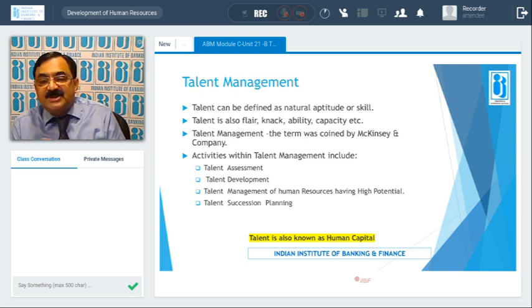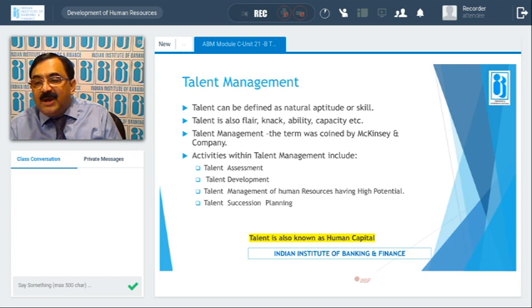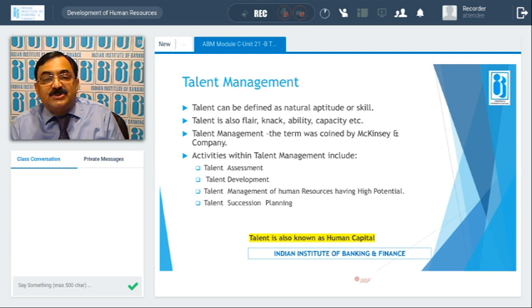So we do a differentiation here. Apart from the general talent management, we focus more on those human resources who have high potential because we need to take care of them in a very special way. Talent management also includes talent succession planning so as to look at the future and be very proactive on the talent management part. So just to recap, talent can be defined as a natural aptitude or skill.